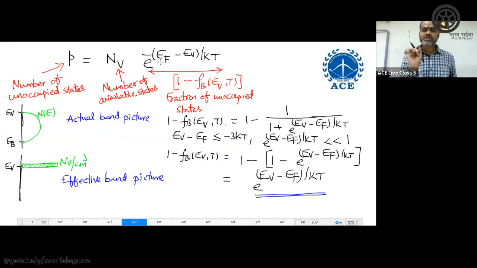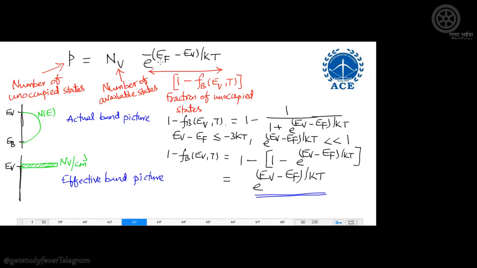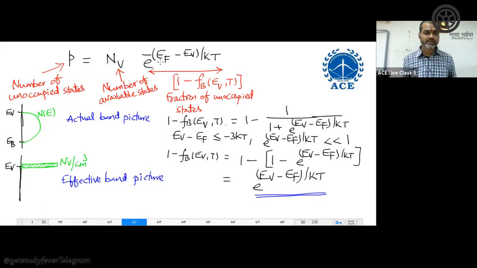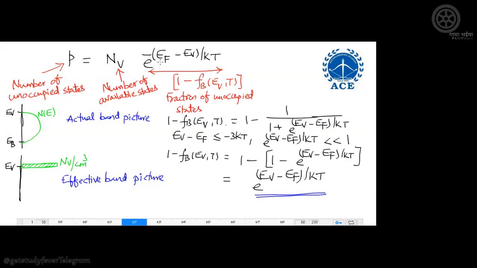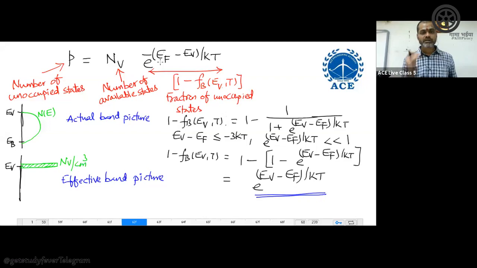Once we start discussing the extrinsic semiconductor, you will get more clarity. In an n-type semiconductor, what are the majority carriers? Electrons. So the Fermi level will move closer to the conduction band. In a p-type semiconductor, holes are the majority carriers, so it will move closer to the valence band. That you can understand there. Okay, fine.